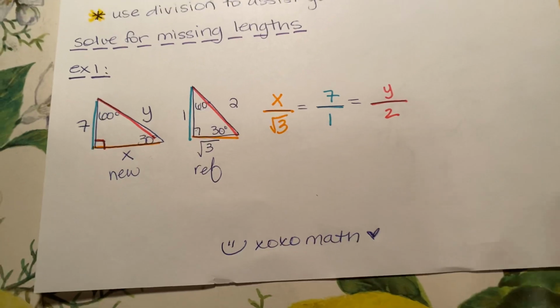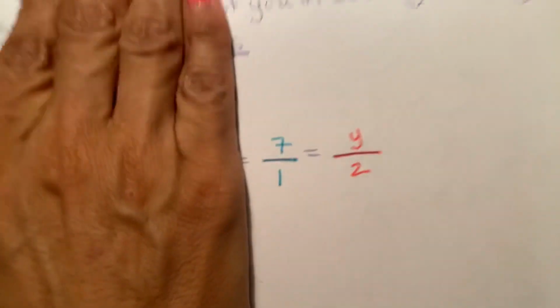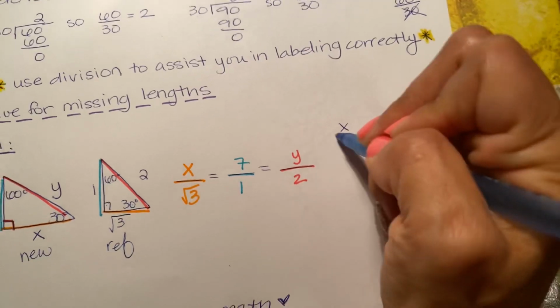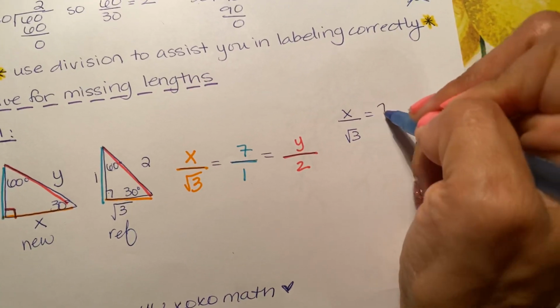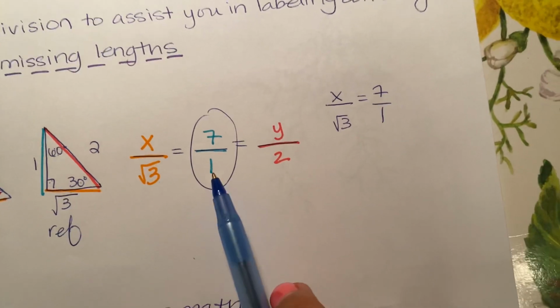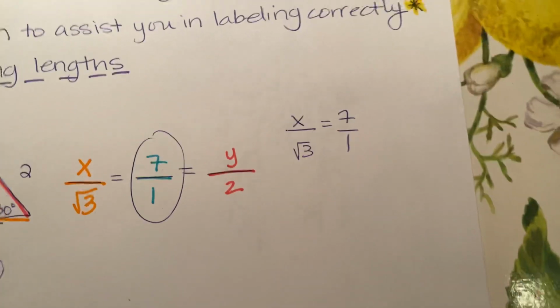Okay, so how do you solve for x? Cover that up. That's your proportion. How do you solve for y? Cover that up, right? That's your proportion. Okay, so let's go ahead and set it to the side. So x over rad 3 is 7 over 1, because this is your scale factor, right? I always put my scale factor in the middle, just so that you kind of have it positioned that way, but you're not obligated to.